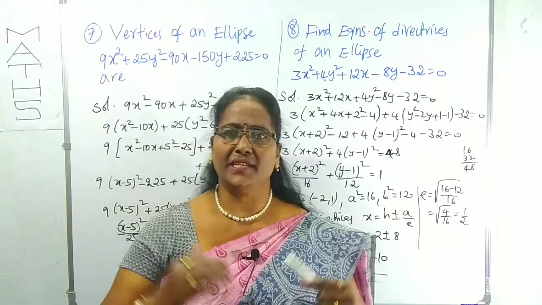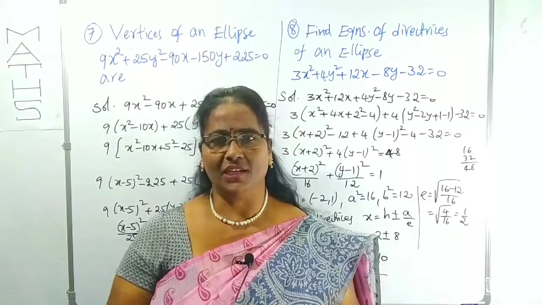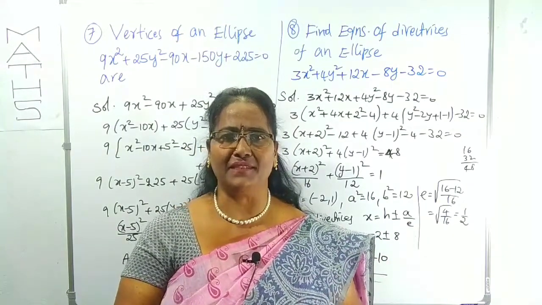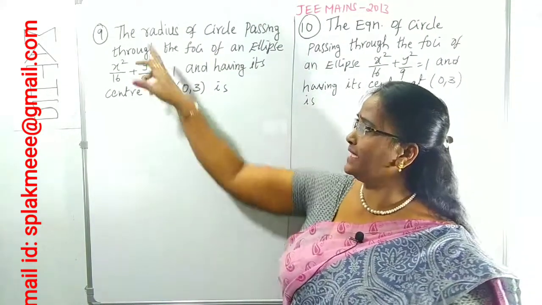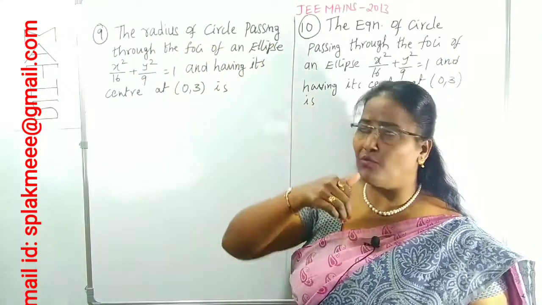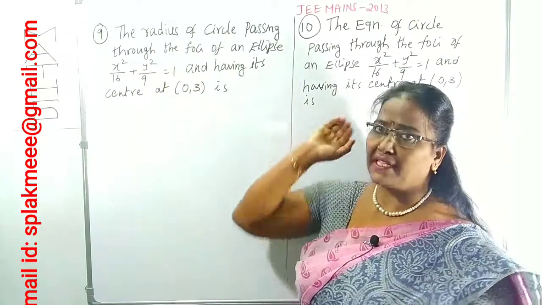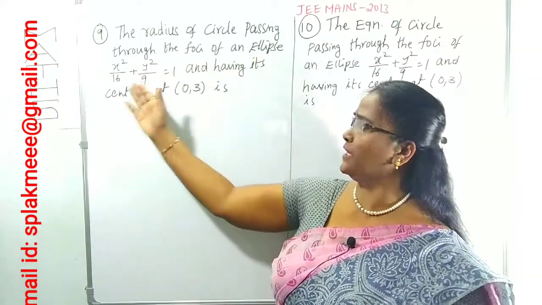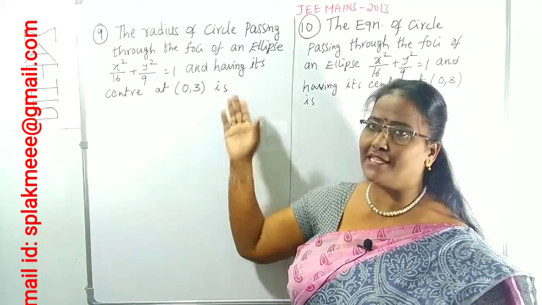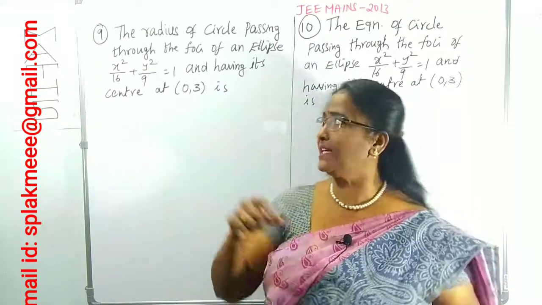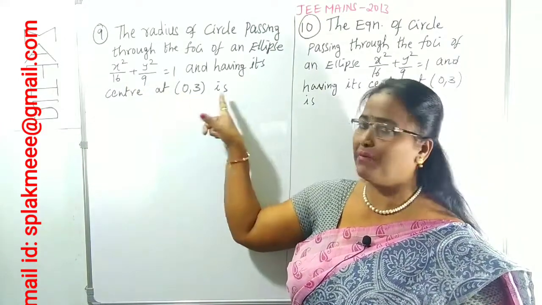Is it clear? So here in these two questions, equations of ellipse are given. He is asking some other content. What is that? We can concentrate on how we can reduce the equation of ellipse into general form. Clear? Look at question number 9 and 10. What is given here? The radius of the circle we want, which is passing through the foci of an ellipse and having its center at 0, 3. We can find out the radius of the circle whose center is at 0, 3, as well as the circle is passing through the focus of this ellipse.